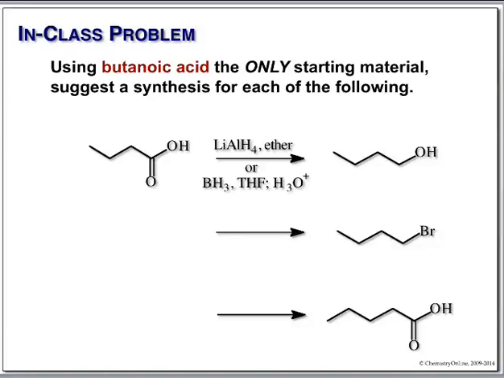Now, we need to start with butanoic acid and make 1, 2, 3, 4, 1-bromobutane. Now, how do we do that? Remember, it's a final exam, so you have to remember chapter 17 too, don't you? In chapter 17, we said we could take an alcohol and make an alkyl bromide with what? PBr3. So, step 1, reduce it. Step 2, alcohol plus PBr3 to make the alkyl bromide.